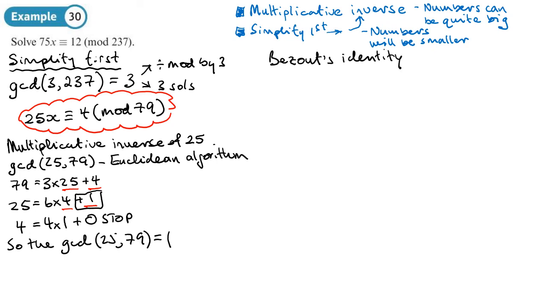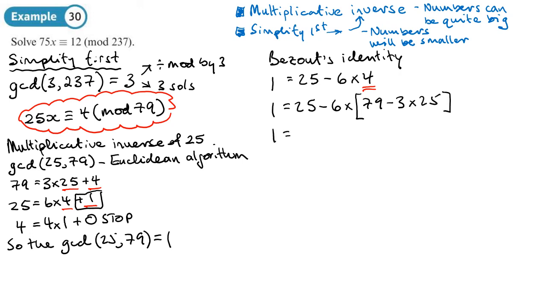So using Bezout's identity, we can write, going back to this line here, 1 equal to 25 minus 6 times 4. We go to the previous line, it's only going to be a couple of lines to do, and the 4 here we replace with 79 minus 3 times 25. So just underline that, that's going to get changed to minus 6 times, in brackets, 79 minus 3 times 25.